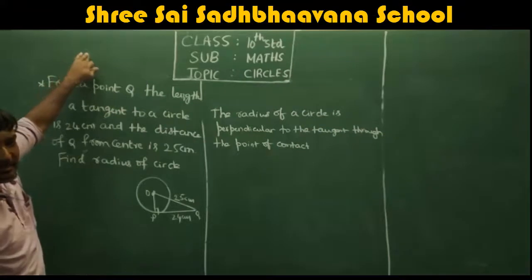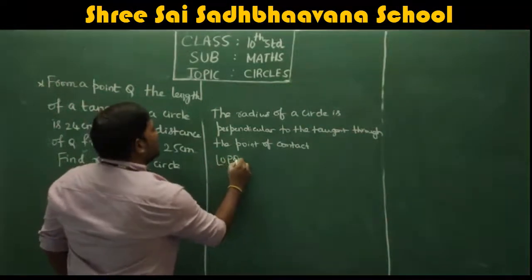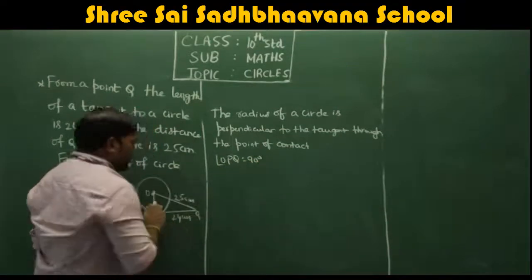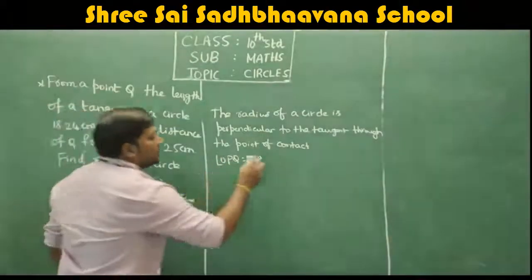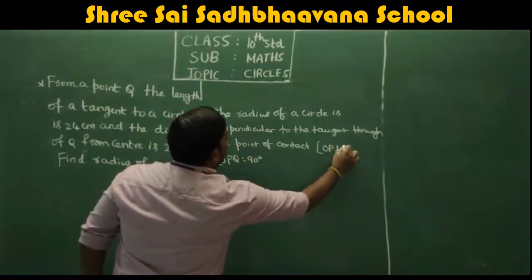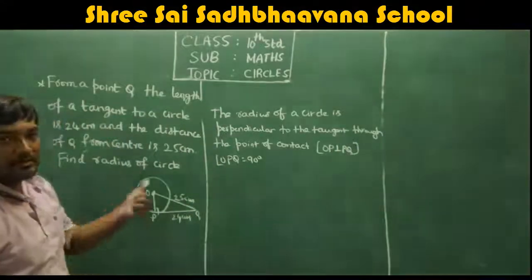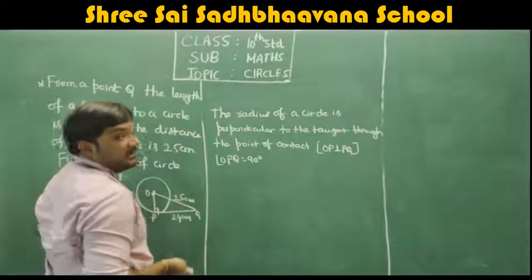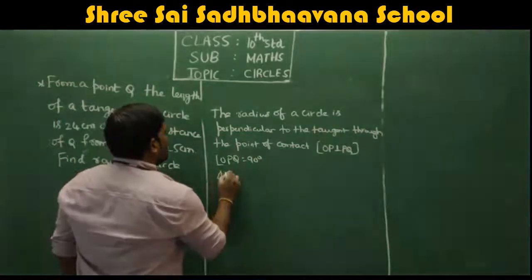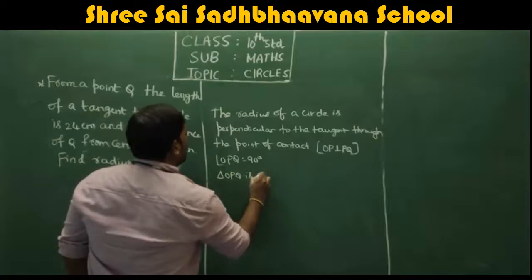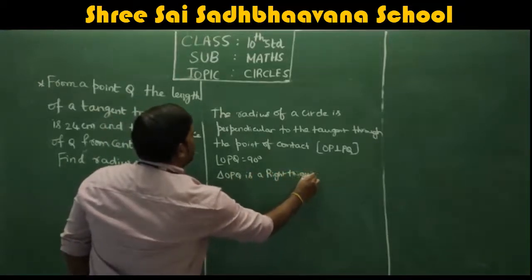So the radius of the circle is perpendicular. It means angle OPQ is 90 degree, because OP is perpendicular to PQ. According to the theorem, we will get it. OP is perpendicular to PQ, so angle OPQ should make 90 degree. So triangle OPQ is a right angled triangle, correct?